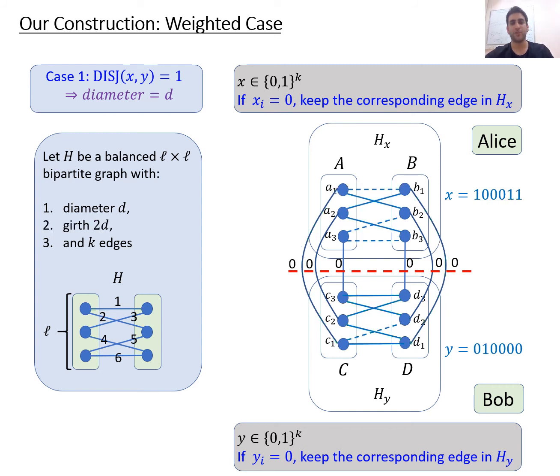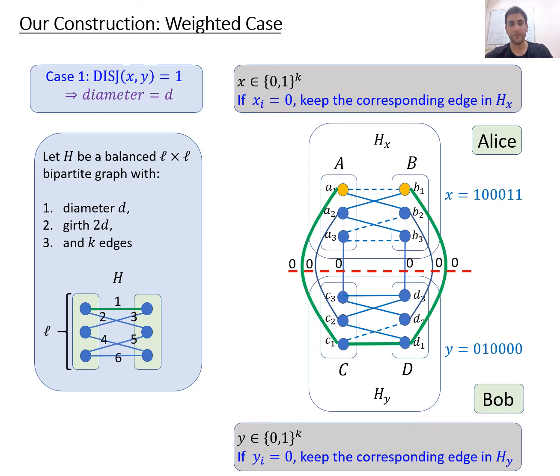What happens in the disjointness case? In the disjointness case, we know that for any i, either x_i is 0 or y_i is 0. Which means that for any edge of H, it either exists in H_x or it exists in H_y. So this means that for any non-existing edge, there is a path that connects the two corresponding nodes of total weight 1.